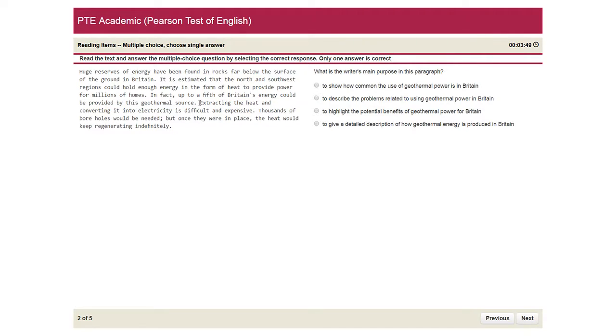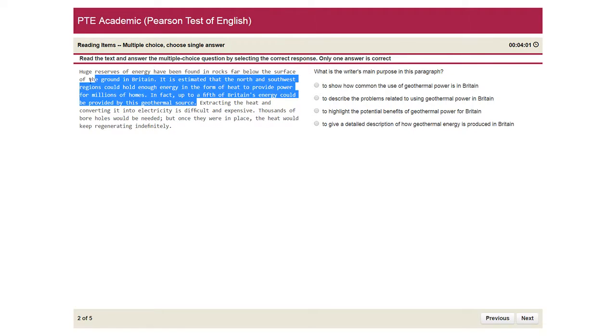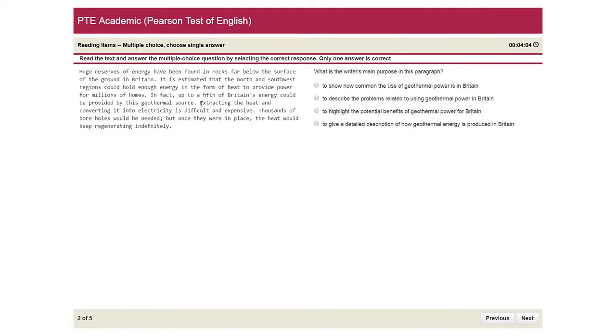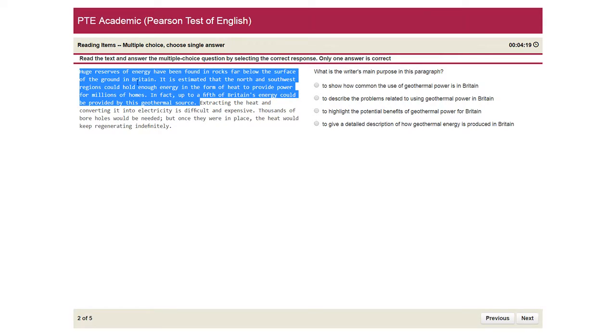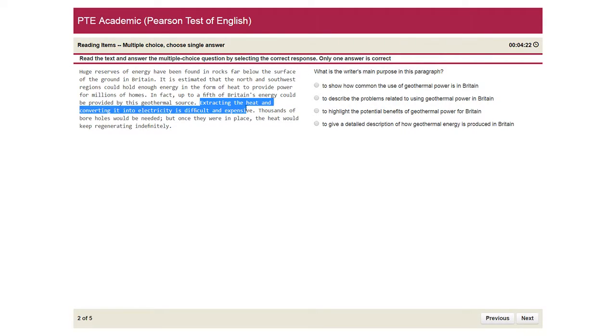Now let's continue with the fourth sentence. Extracting the heat and converting it into electricity is difficult and expensive. This is totally different from the earlier section, because here it is talking about the problem, extracting the heat and converting it into electricity being difficult and expensive. This sentence is talking about the problem, and the other three are talking about the energy source. So here we are changing the concept of the paragraph, moving to a different stage, the problem section.